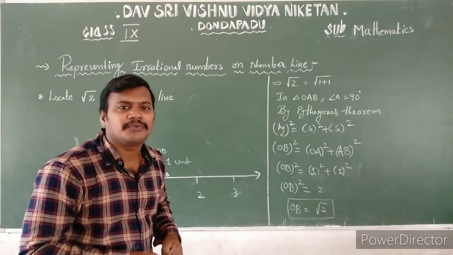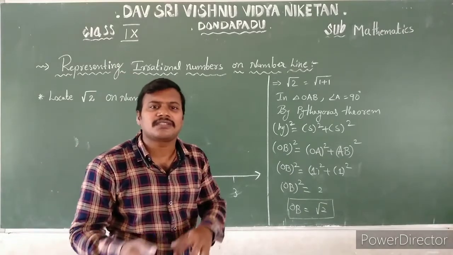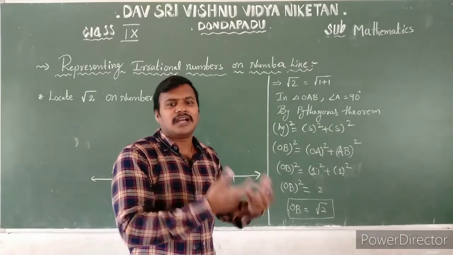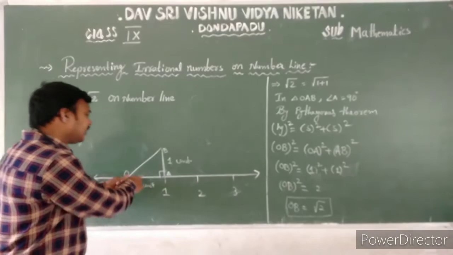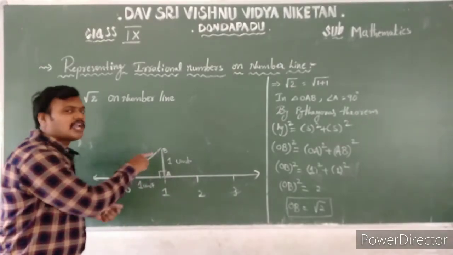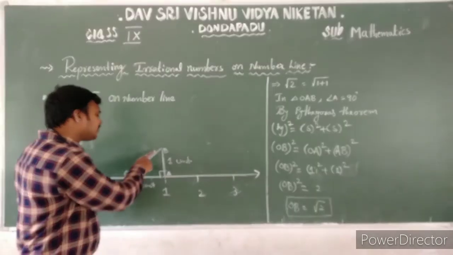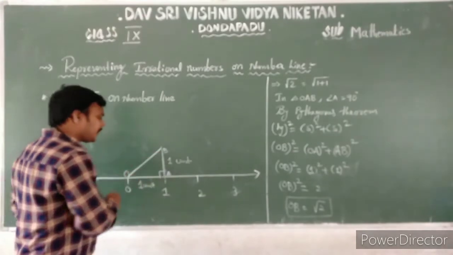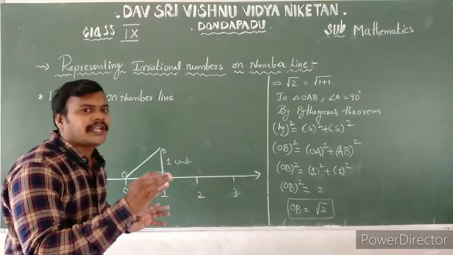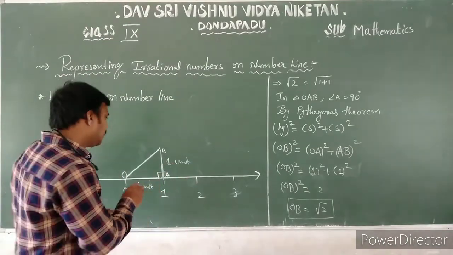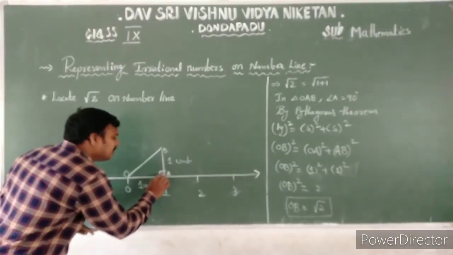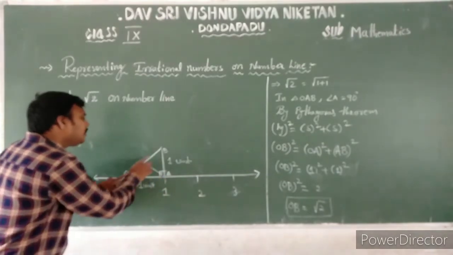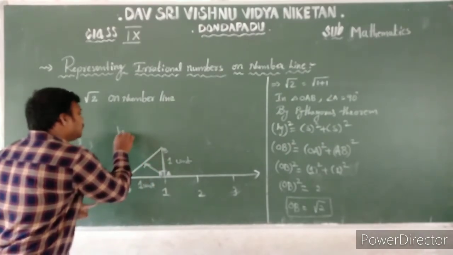What is the Pythagoras theorem? It means the hypotenuse square equals the sum of the squares of the other two sides. Coming to the triangle, this OB we consider as the hypotenuse. Why do we call it the hypotenuse? The side which is opposite to 90 degrees is considered the hypotenuse. Since angle A equals 90 degrees, OB is the side opposite to 90 degrees, so OB is the hypotenuse.